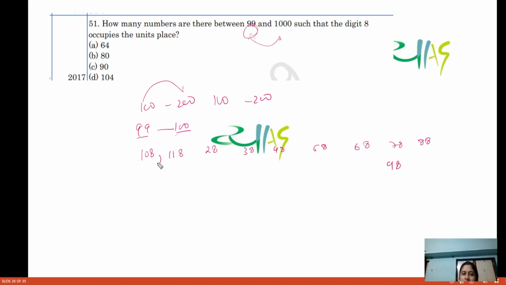Okay, how many times are you getting? 1, 2, 3, 4, 5, 6, 7, 8, 9, 10. 10 times you are getting 8 between 100 to 200. Okay, then between 200 to 300, you will get how many times? 10 times. Between 300 to 400, again 10 times. Okay. So where do you have to go till? You have to go till 1000. Okay, so 400 to 500, again 10 times.